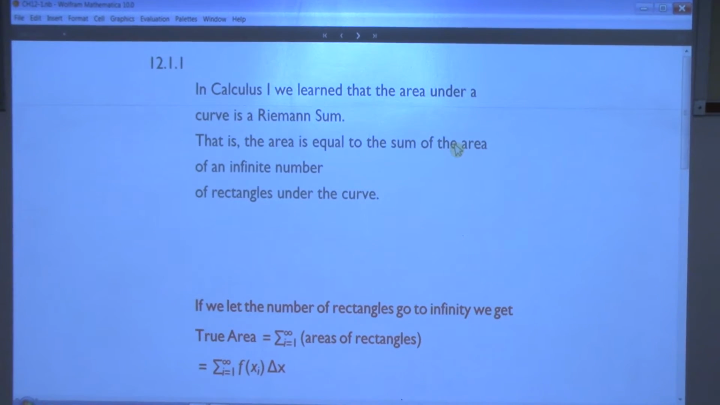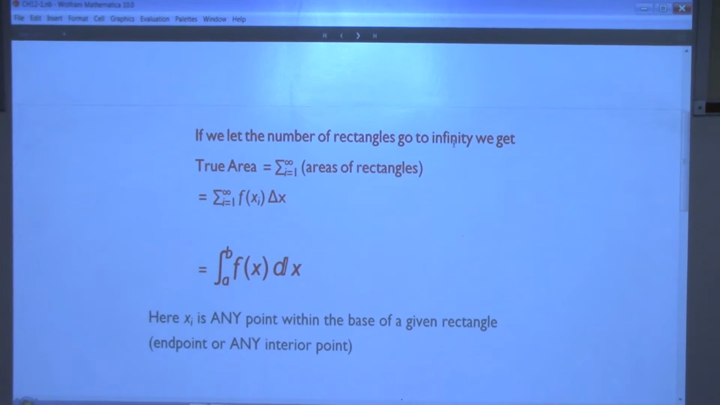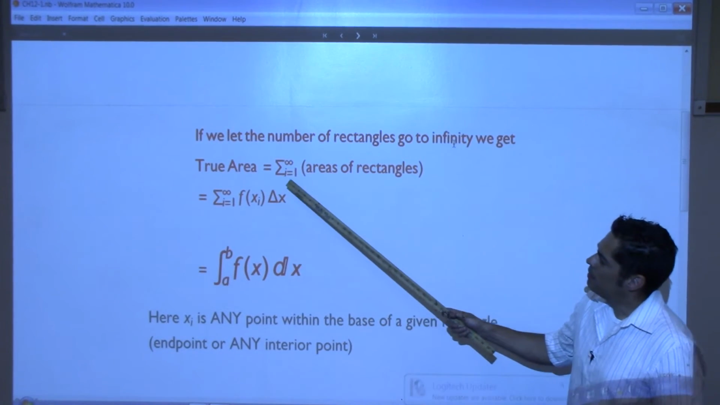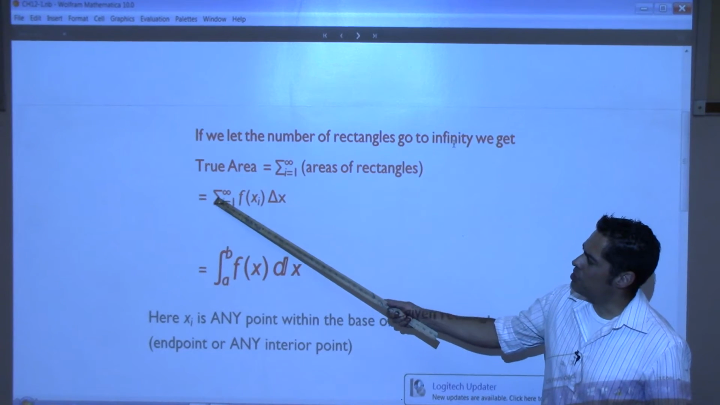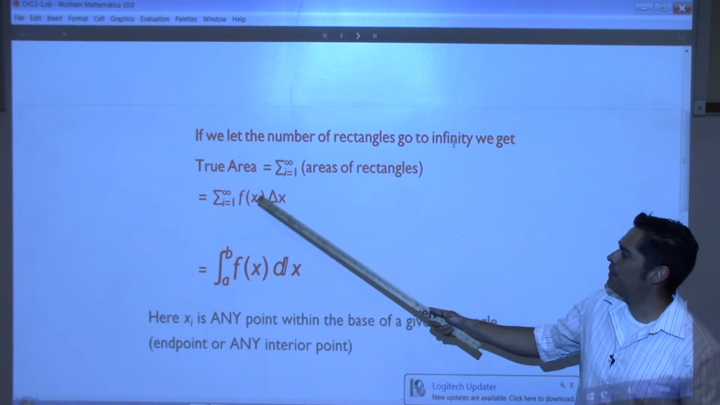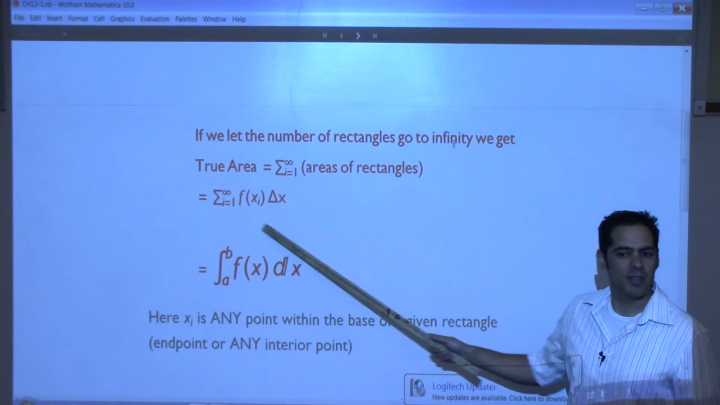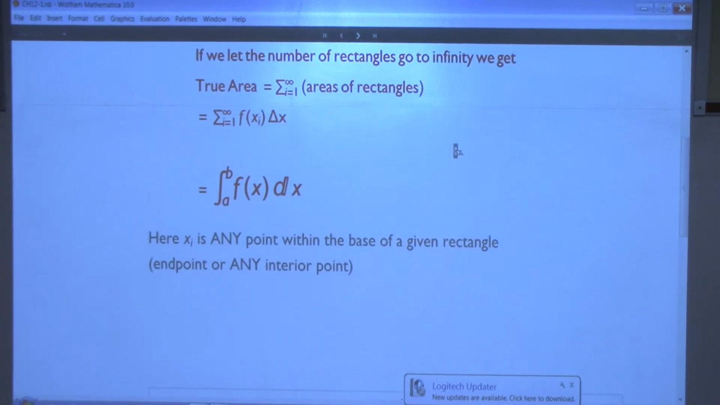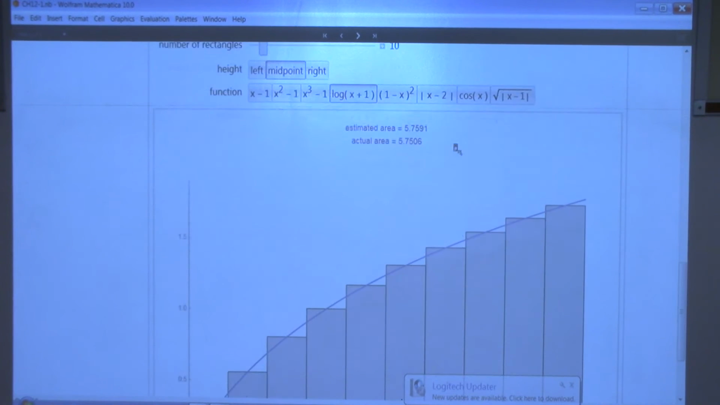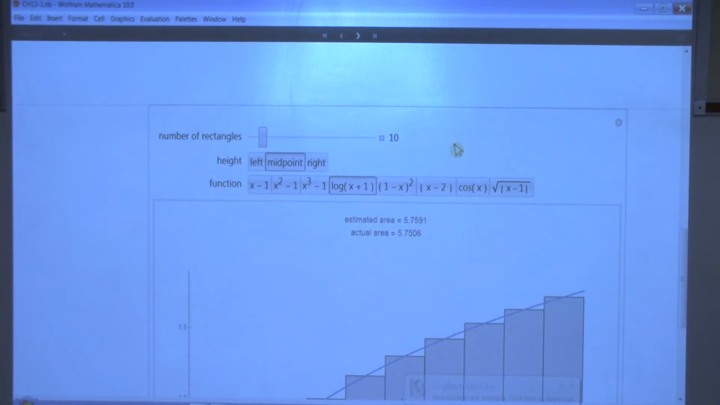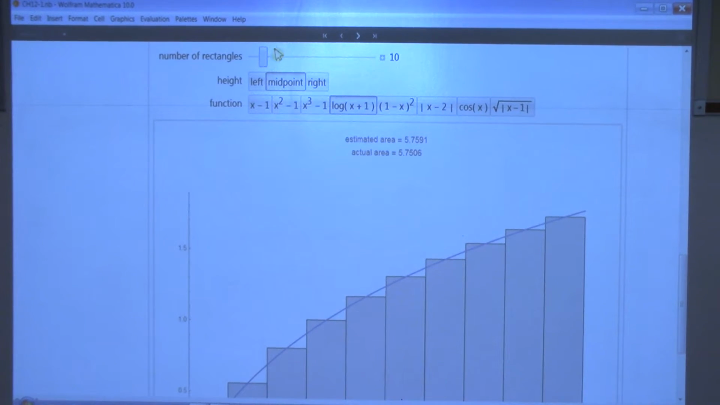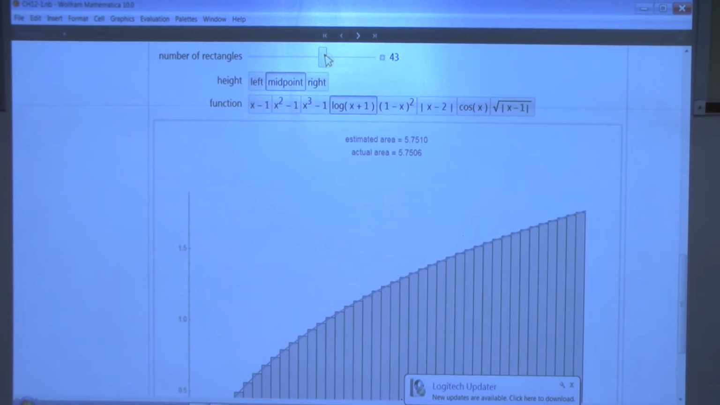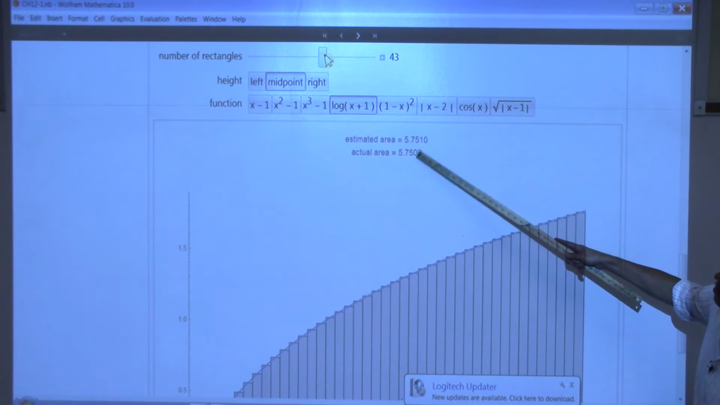All right, here we go. So we have the Riemann sums. So the total area, like I just said, you take a summation symbol, you basically let there be an infinite number of rectangles, and it becomes this integral symbol instead. Here's a picture of what I was just saying. And the more rectangles you have, the closer your estimated area gets to your true area.